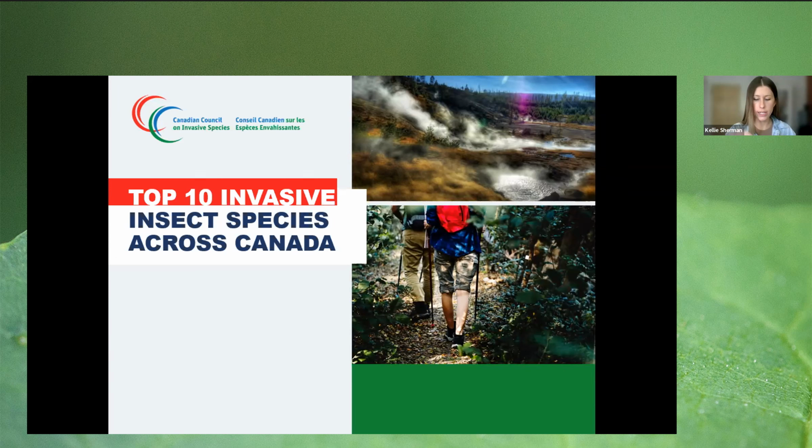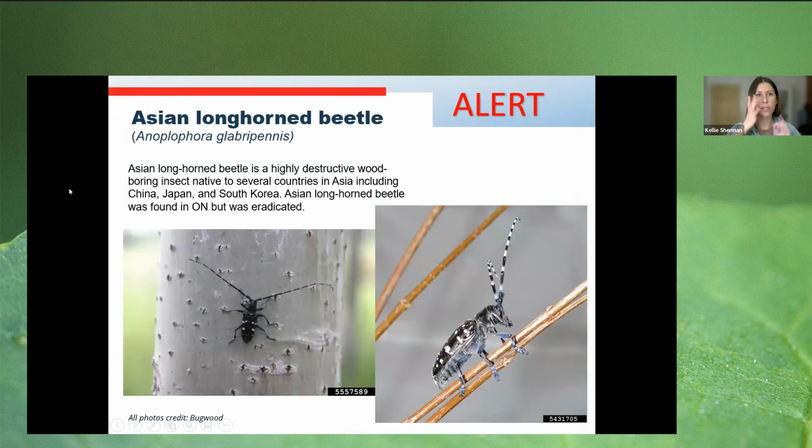Also, the first 3 species, you'll see the word alert. I'll move to this slide, because these species aren't here yet, and are on our borders and are especially of concern. And that's why I've labeled them alert.